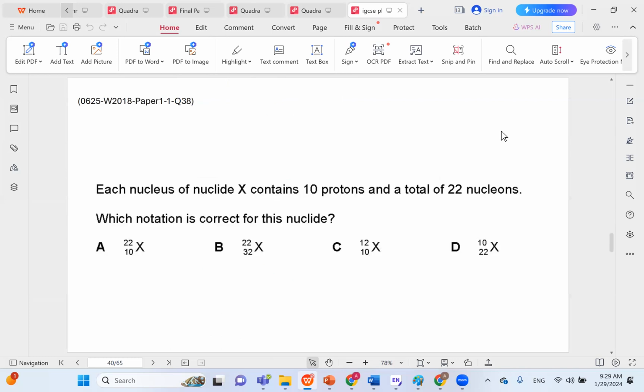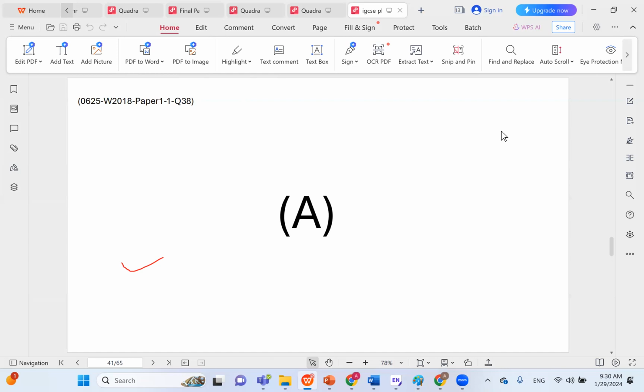Each nucleus of nuclide X contains 10 protons and a total of 22 nucleons. Which notation is correct for this nuclide? This is very simple. You just have 10 at the bottom, 22 at the top. So the correct choice here would be choice A, of course, 22 and 10. So A would be the correct choice here.